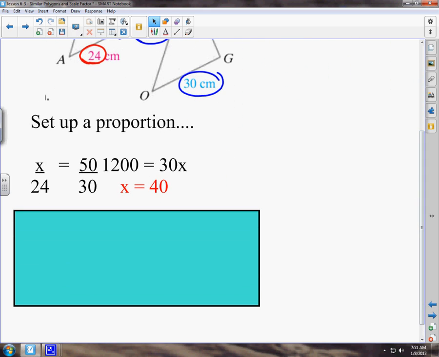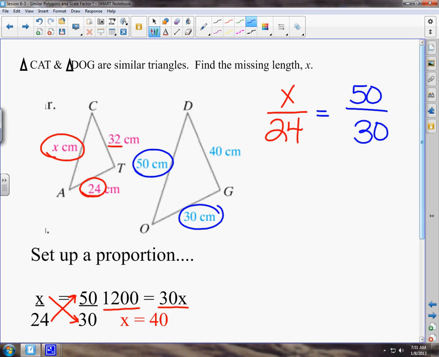Then I'm going to cross multiply, and I get 30x right there, and 24 times 50 is 1200, and then I divide by 30, and I get x equals 40. So I know that this length of this triangle needs to be 40 centimeters. They use this all the time.